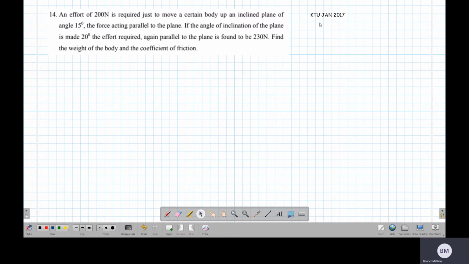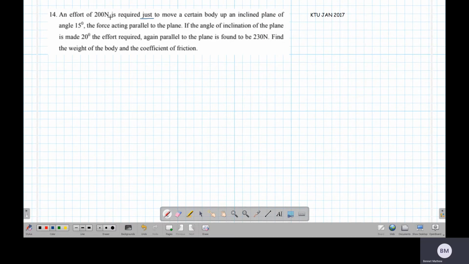KTU 2017 batch, January 2017. The friction question. Let us see the question. An effort of 200 Newton is required just to move a certain body up an inclined plane of angle 15 degrees. There is an important word here: just.